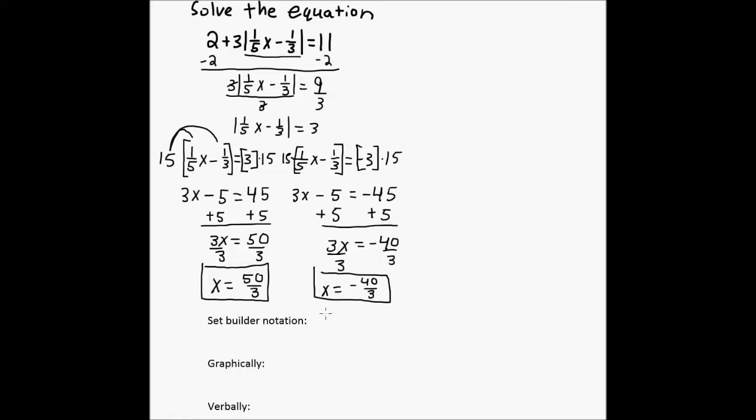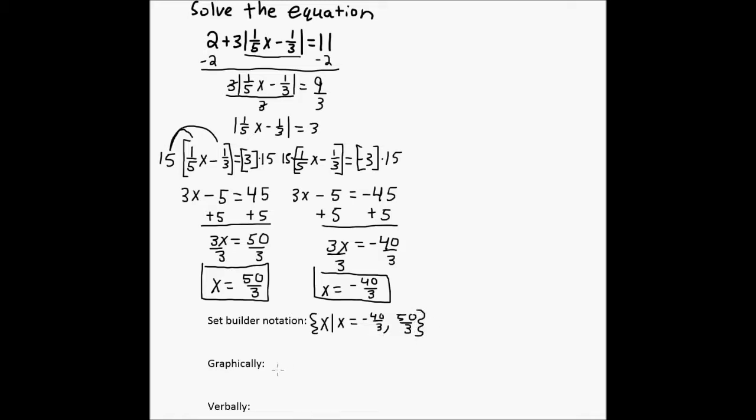As far as the set builder goes, it's really simple. I just do a curly brace here and write x such that x equals -40 divided by 3, comma, 50 divided by 3.